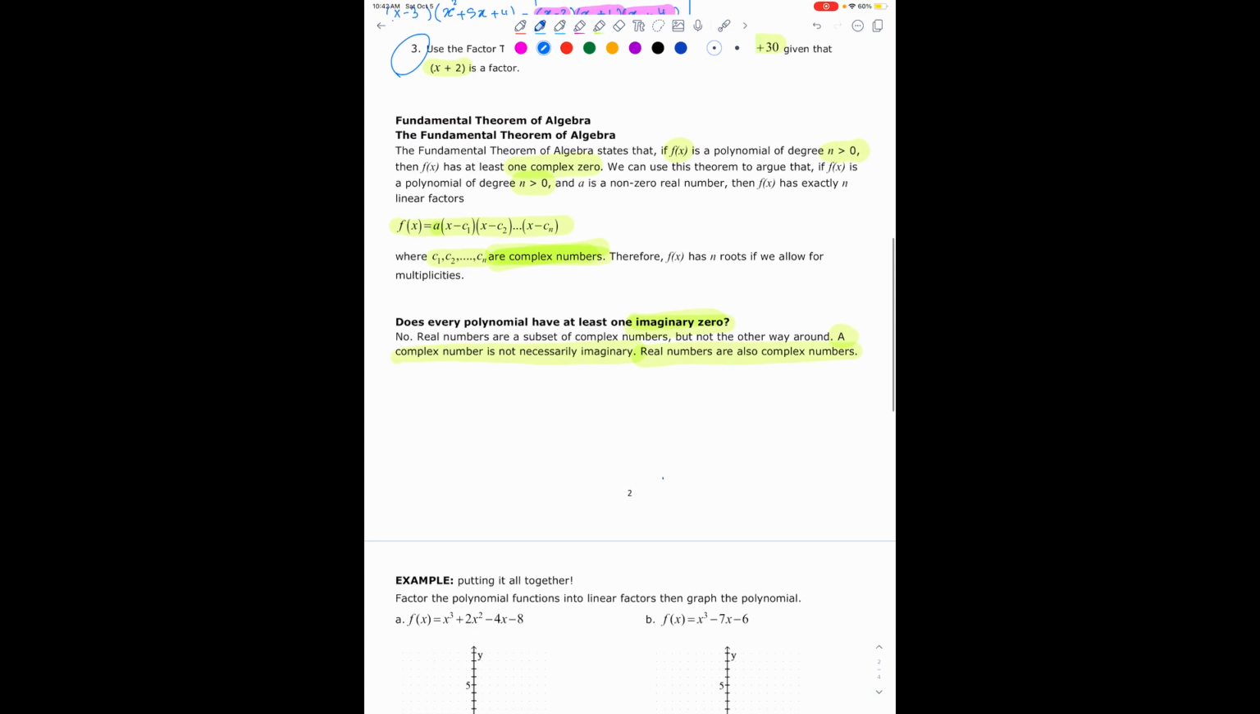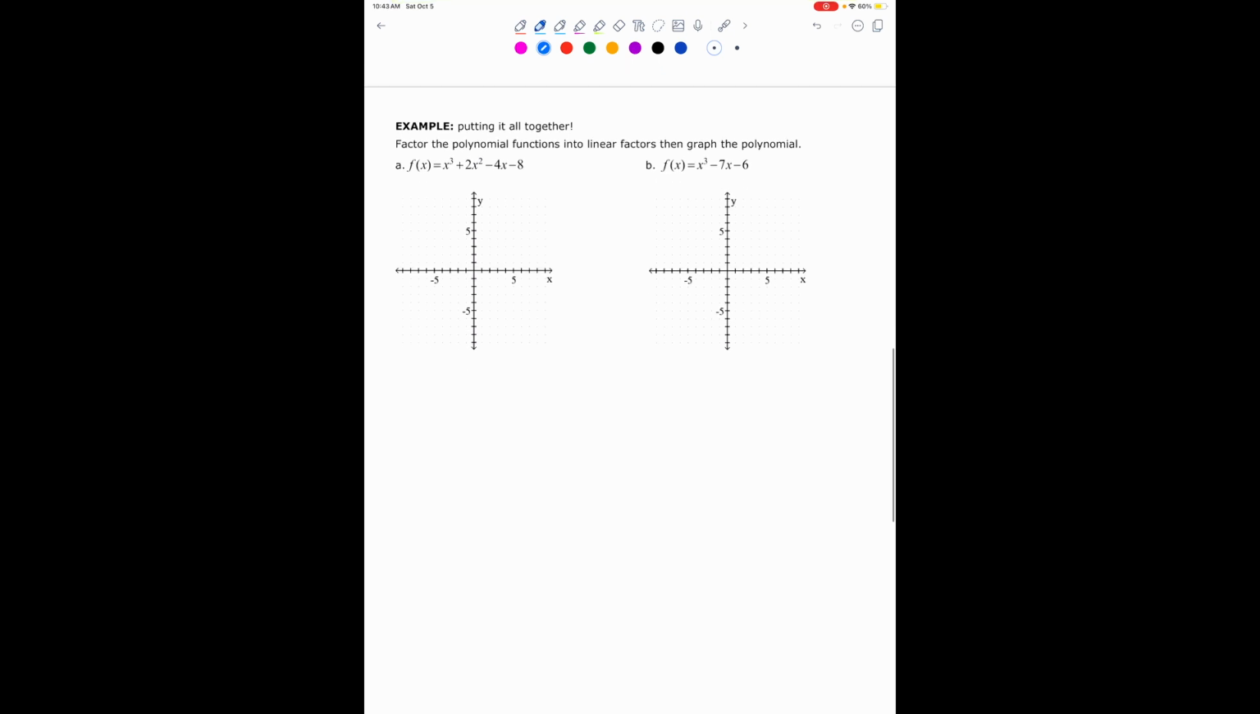And also we know that if we have a polynomial of degree n, then we would expect n linear factors, and as a result, we're going to expect n zeros of the polynomial. And these are complex and not necessarily imaginary. So let's put that together.